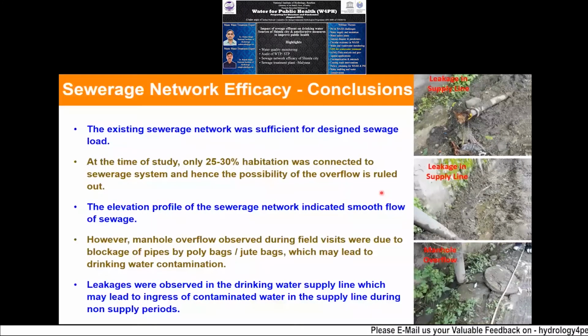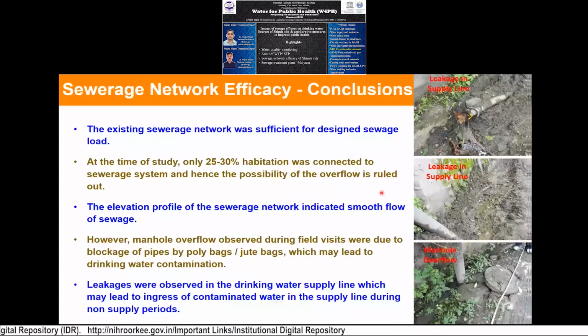And we also found that there were some leakages in the drinking water supply lines. If the leakages continue, then this will lead to ingress of contaminated water into the drinking water supply line, which may lead to several diseases in the people consuming this drinking water.